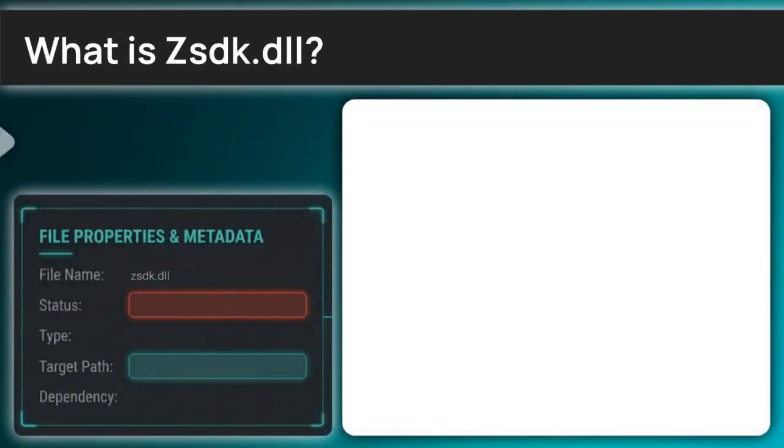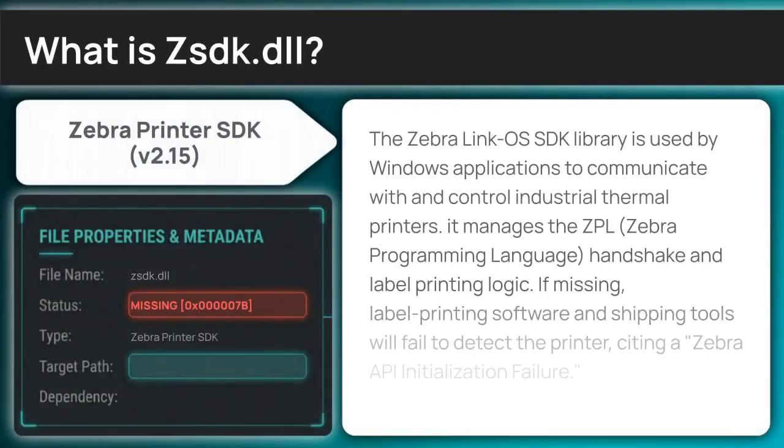This is the Zsdk library. The Zebra Link-OS SDK library is used by Windows applications to communicate with and control industrial thermal printers. It manages the ZPL, Zebra programming language, handshake, and label printing logic. If missing, label printing software and shipping tools will fail to detect the printer, citing a Zebra API Initialization Failure.